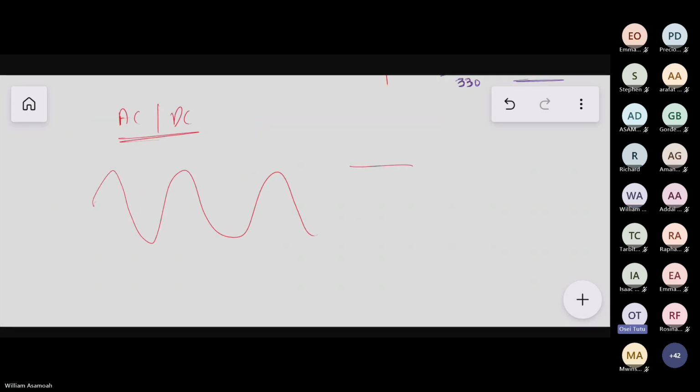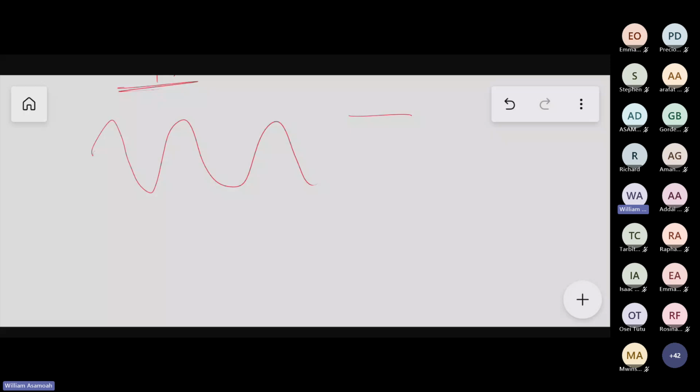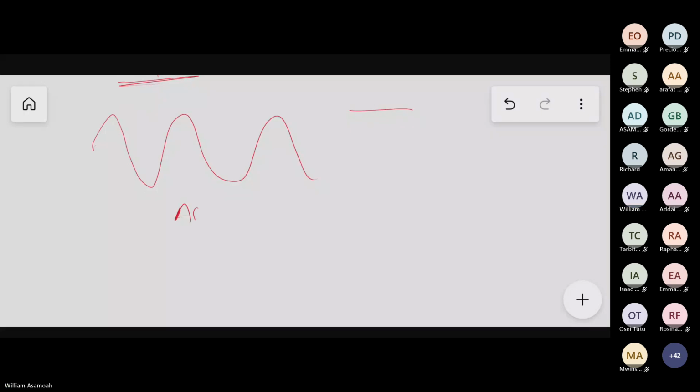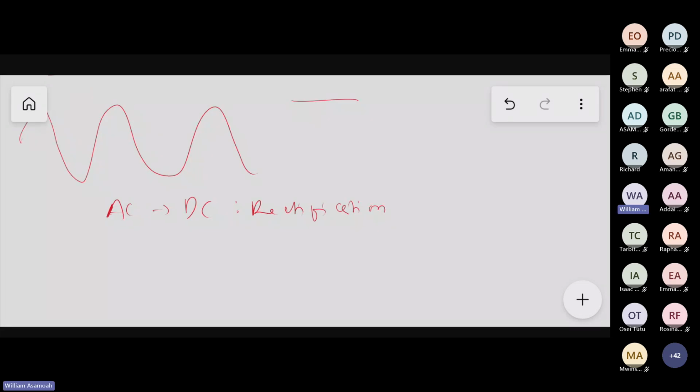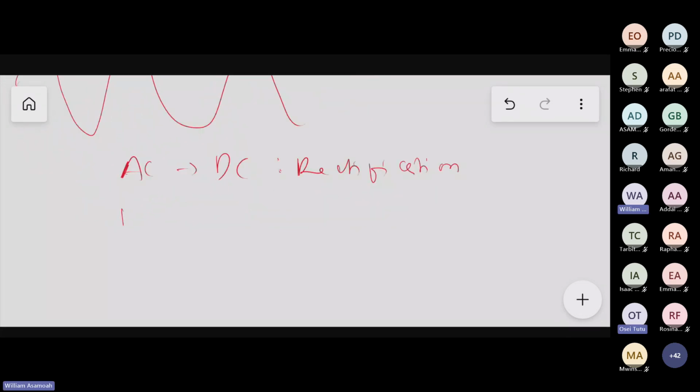Now, when you are converting AC to DC, we call that rectification. Then when you are converting from DC to AC, we call that what? Inversion. Yes, inversion. So the opposite of DC to AC is called inversion.